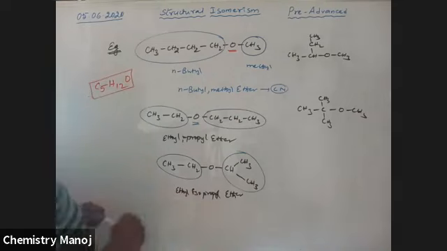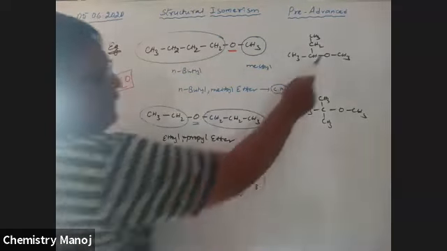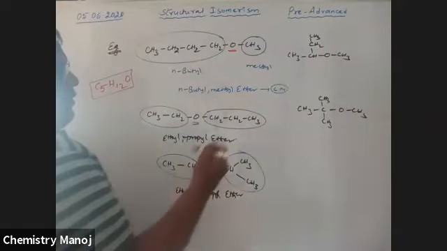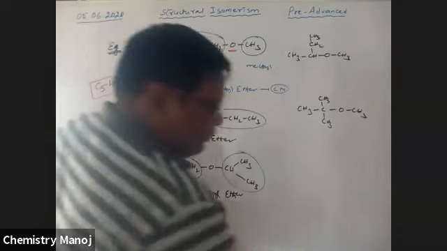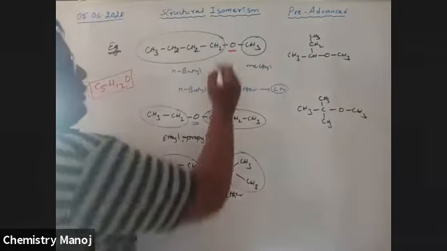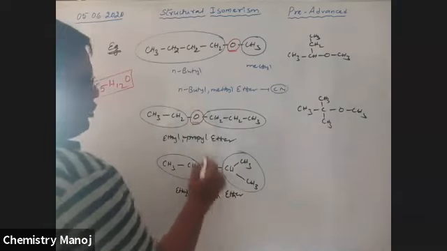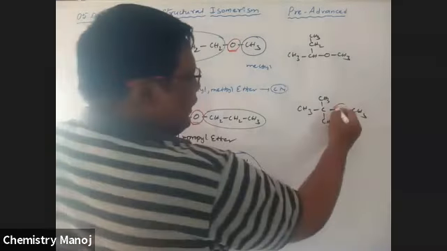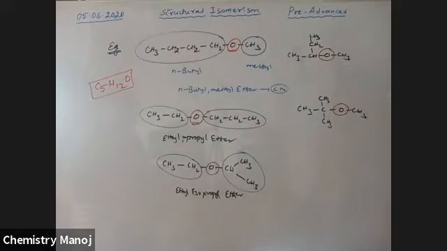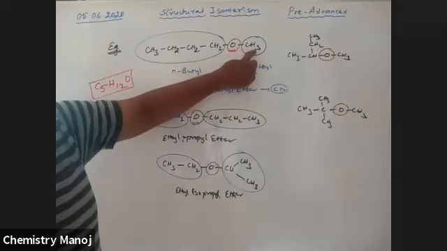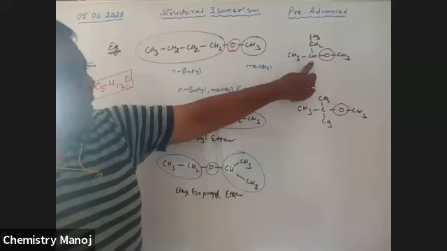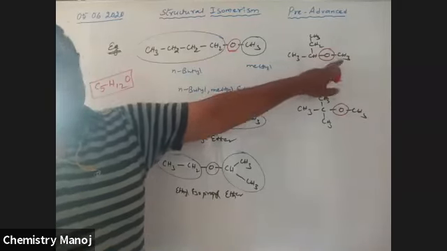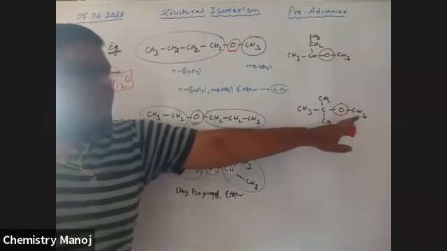The functional group is the same in all cases. See here, this is the functional group, this is the functional group, in all of them. Functional groups are the same, but identify the attached alkyl groups. Here, butyl, it is methyl. It is isobutyl, sorry, not isobutyl, secondary butyl, it is methyl. It is tertiary butyl, it is methyl.